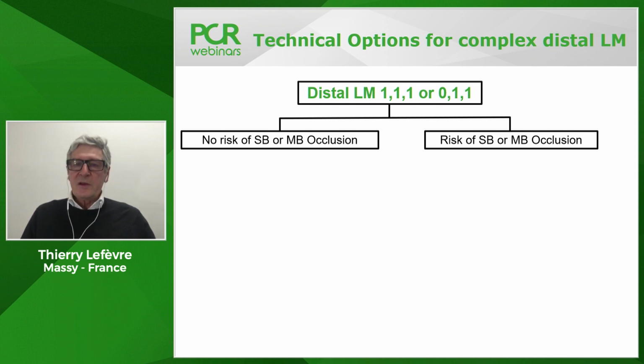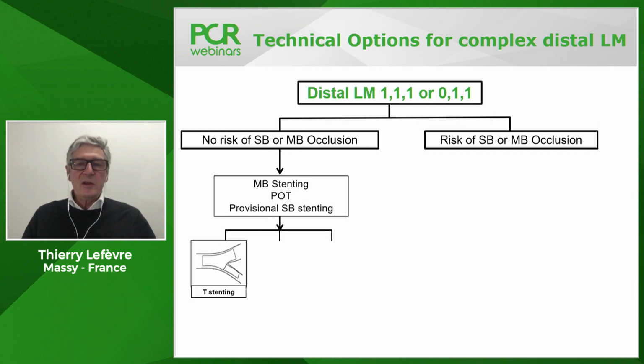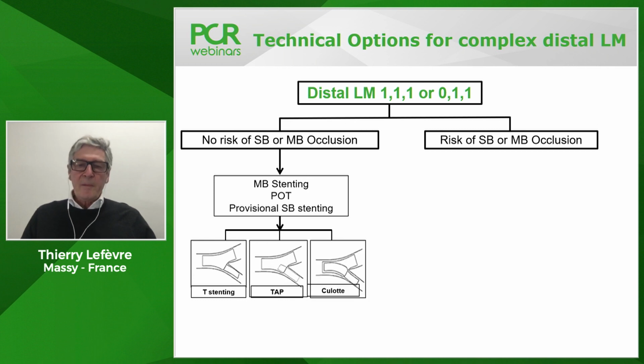And of course, if you have no risk of side branch occlusion, you go to a provisional approach, do a POT, provisional side branch stenting. So it's a step-by-step approach, increasing the complexity of the procedure. And at the end, you can do a T-stenting, a TAP, or a culotte.